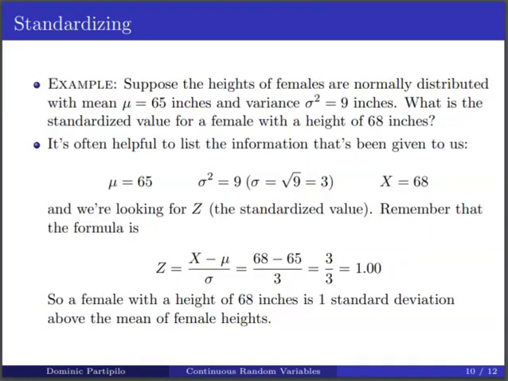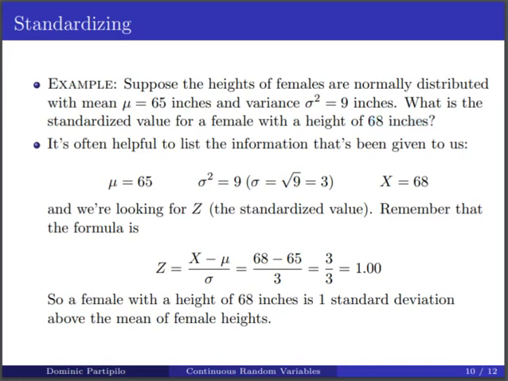So, let's look at an example. Suppose the heights of females are normally distributed with a mean of 65 inches and a variance of 9 inches. So, what's the standardized value for a female at the height of 68 inches?